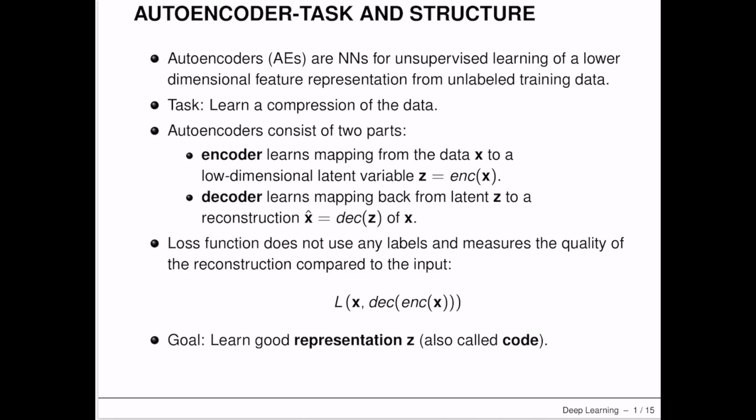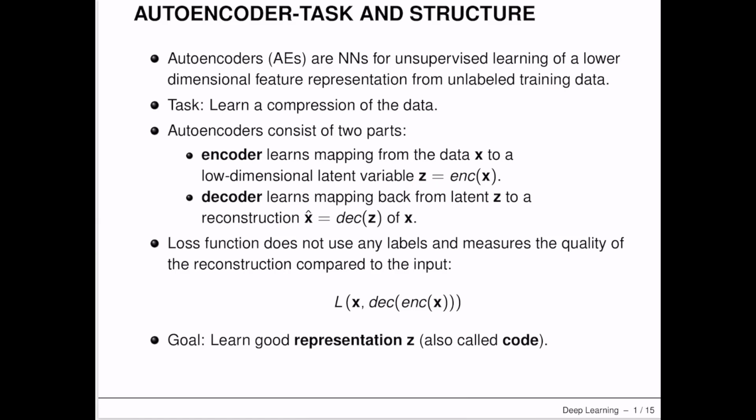The autoencoder is a neural network consisting of two parts. On the one hand, an encoder, which learns the mapping from the data, called X, to a low-dimensional latent variable, Z. So this first part of the neural network can be seen as a function, here called enc of X, the encoder of X, which returns us a low-dimensional latent variable, which is the feature representation we aim at.